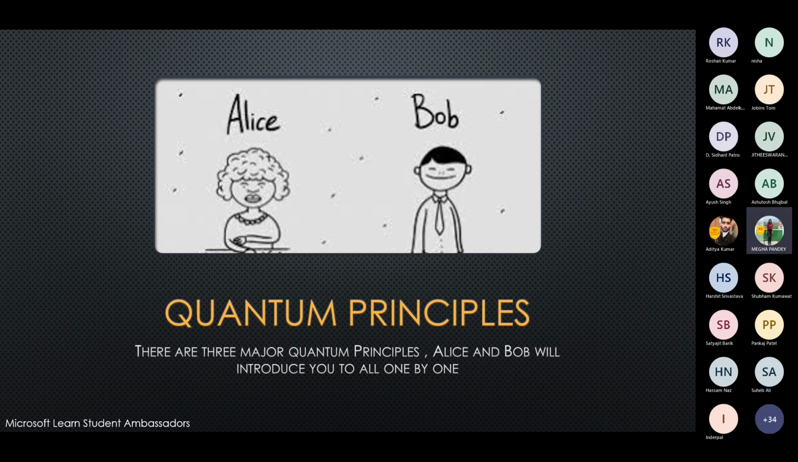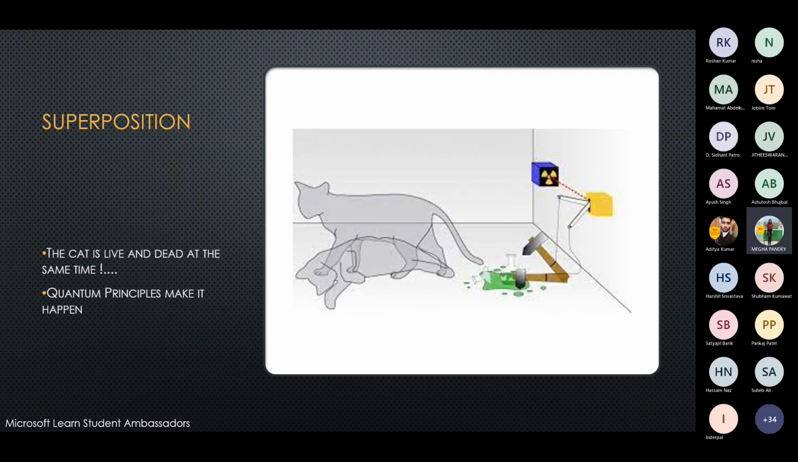So there are 2 friends. One is Alice and one is Bob. These two will take you on a journey of quantum principles. First, the first one is superposition. Now, superposition: a position between 0 and 1 is known as superposition. Okay. Just imagine a circle.